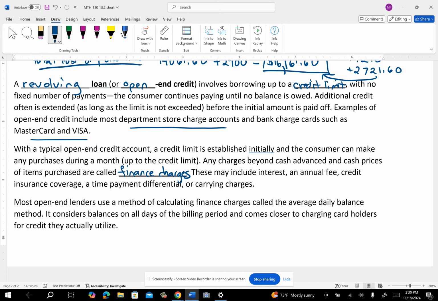Most open-end lenders use a method of calculating finance charges called the average daily balance method. So it looks at the balances on each day during a billing period and comes to what that average was. And then they calculate a finance charge based on your average daily balance. Okay. But we're not actually going to do that.